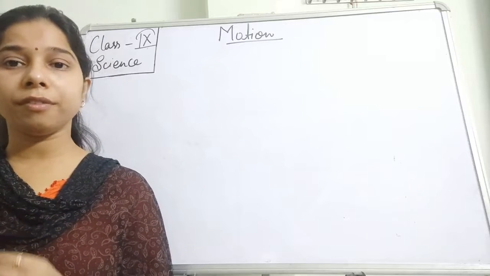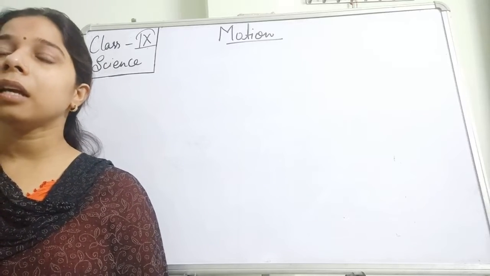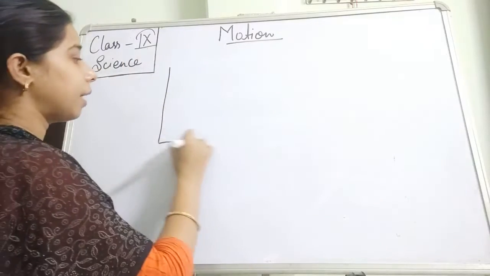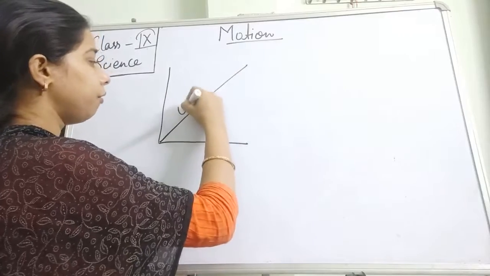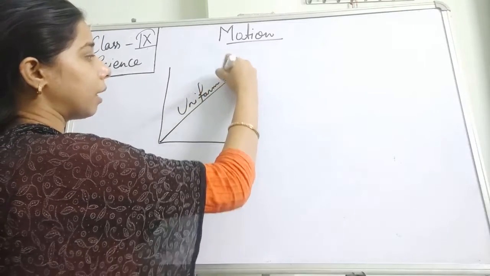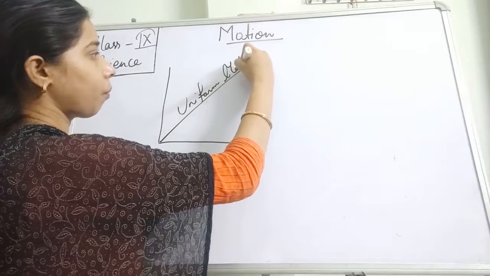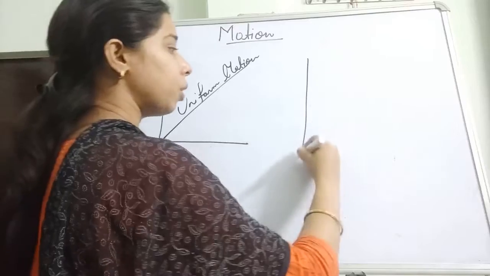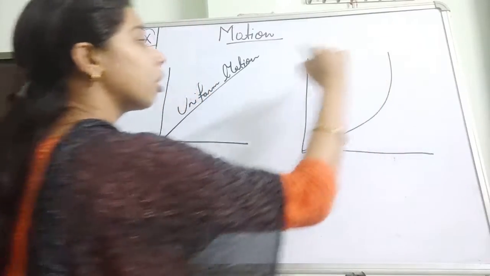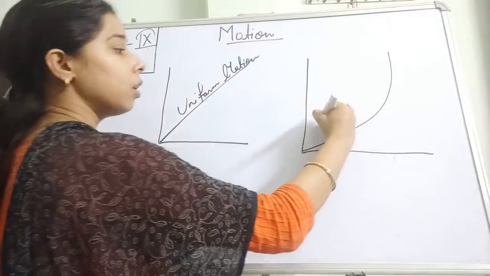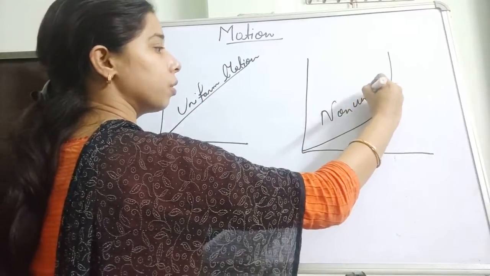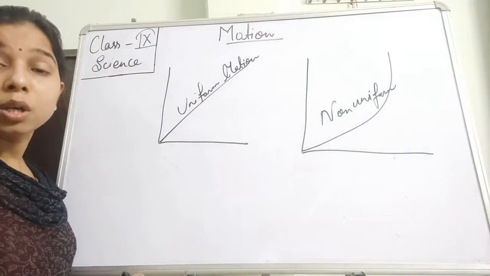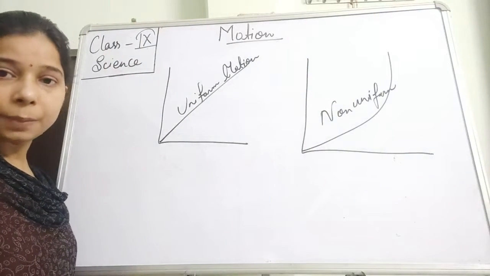So in case of a uniform motion, we have seen that the kind of graph that we got, students, is a straight line. Okay, that is a straight line. In case of a non-uniform motion, we got a curved line. So one is the uniform motion, another one is the non-uniform motion. We have also seen how it occurs.